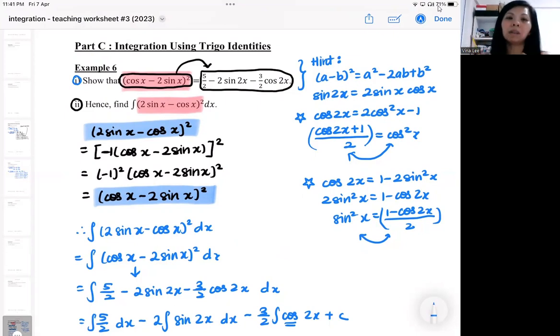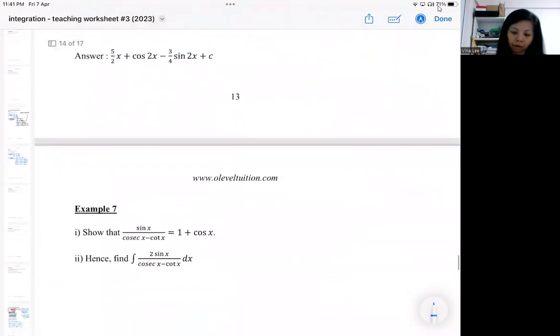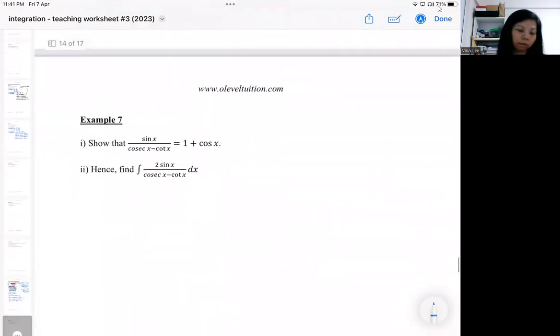Okay, so in this case, this is a trigo identity. So we do not need to reverse it. But if you differentiate a trigo to get another trigo, then you need to do the reverse part. Okay, so I'm not showing it here. The emphasis is actually on trigo identity. Okay, so the next one is also a proving.